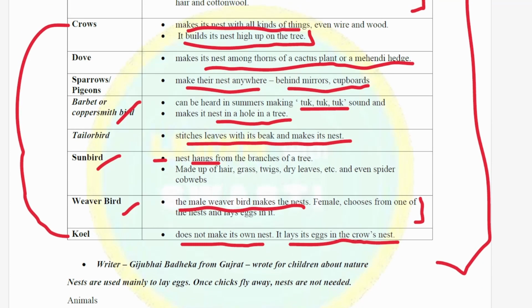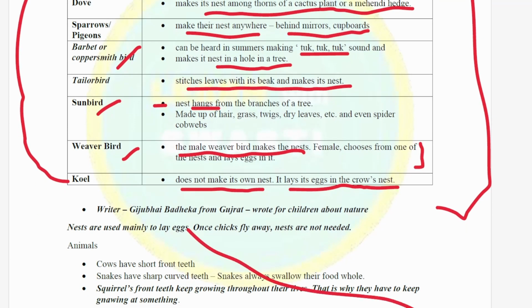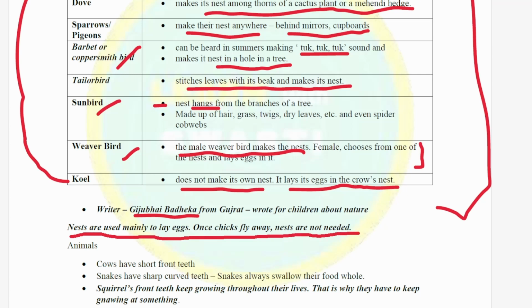So two other important things to remember is about Gijubai Badheka, the name, and the fact that nests are used mainly to lay an egg. Once the chicks are born or they fly away, the nests are not needed and birds will mostly break that up.